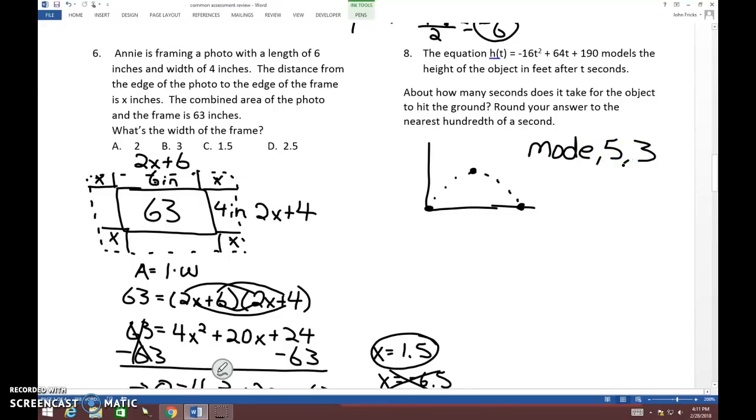And then enter in your information. So here it's going to be negative 16, 64, and 190. If you don't have a calculator, you can do that using the quadratic formula. But take and insert your numbers. And all right, so when we solve that, we should get two answers.